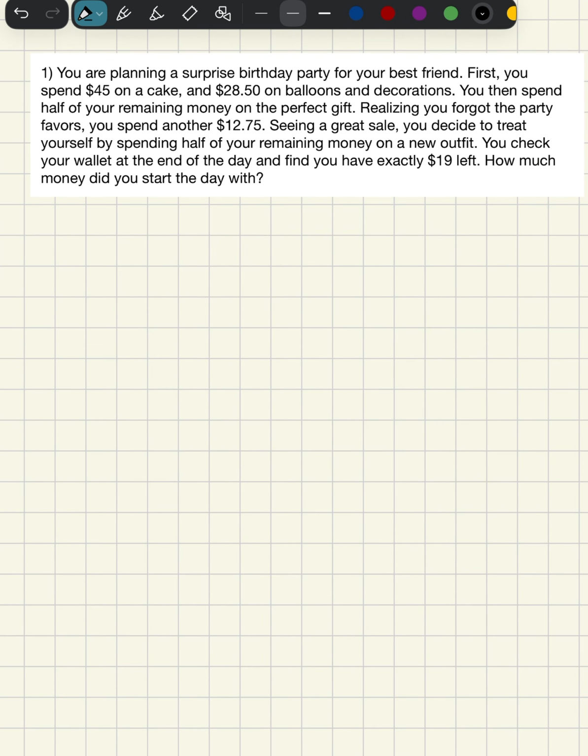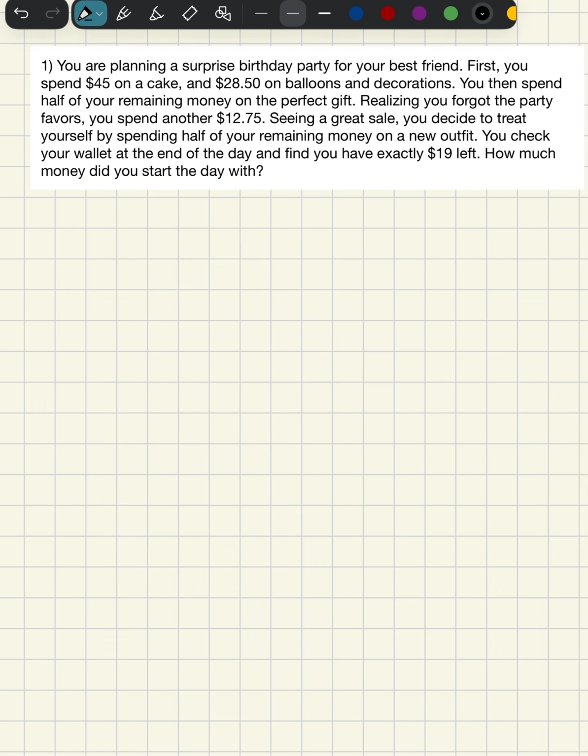You are planning a surprise birthday party for your best friend. First, you spend $45 on a cake, $28.50 on balloons and decorations. You then spend half of your remaining money on the perfect gift. Realizing you forgot the party favors, you spend another $12.75. Seeing a great sale, you decide to treat yourself by spending half of your remaining money on a new outfit. You check your wallet at the end of the day to find that you have exactly $19 left. How much money did you start the day with?